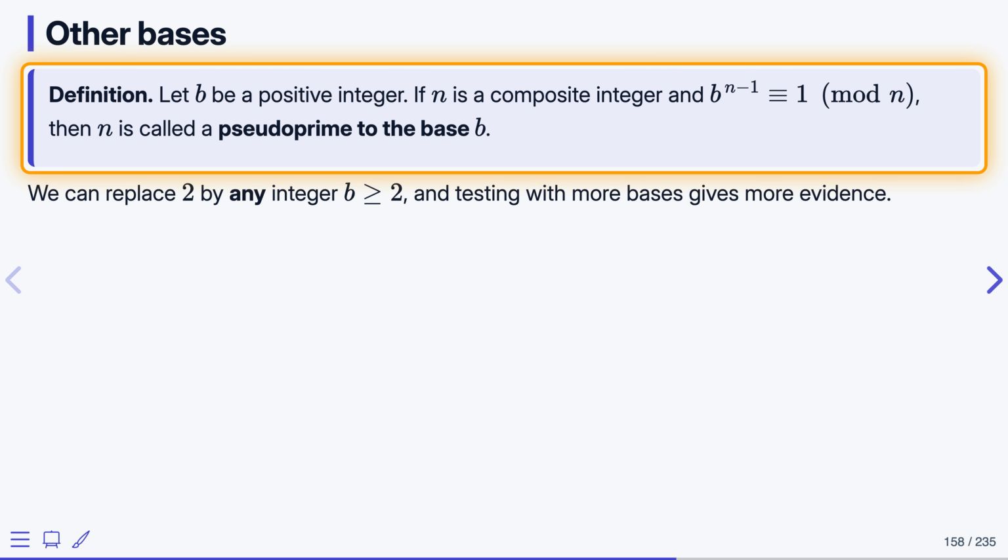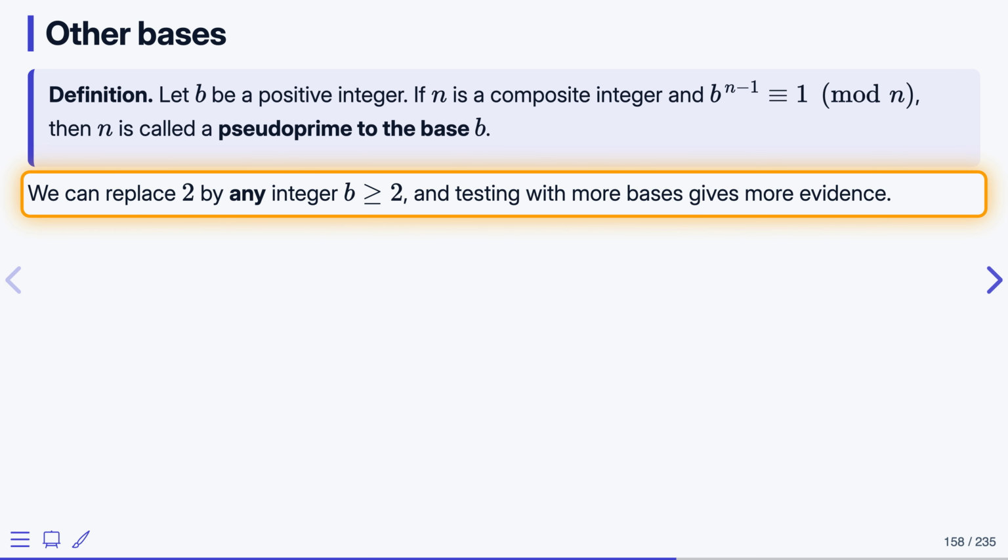We are not stuck with base 2. We can run the same test with any base b at least 2. If n is composite and b to the power n minus 1 is congruent to 1 mod n, we say n is a pseudoprime to the base b. And this is the practical value. A number that fools base 2 may well fail base 3. So we test with several bases. Each extra test that passes makes it more likely that n really is prime.